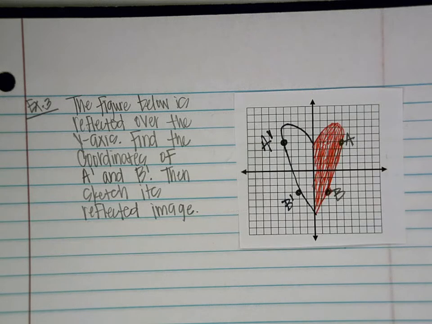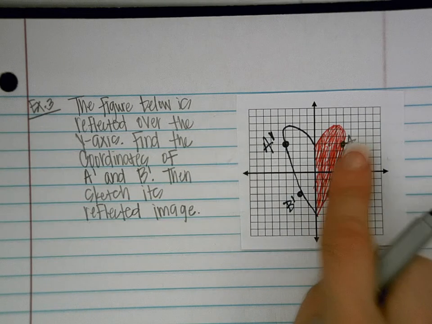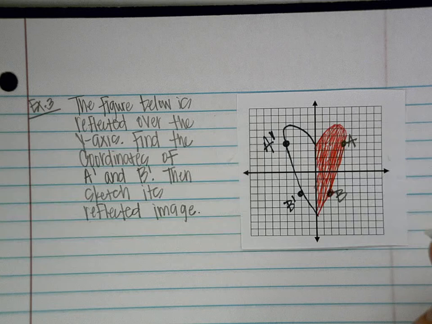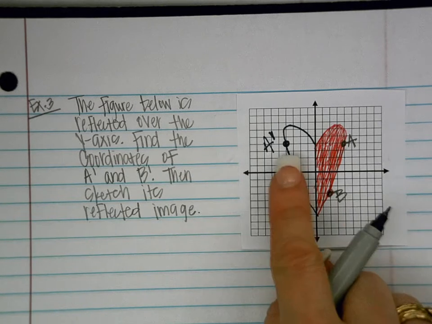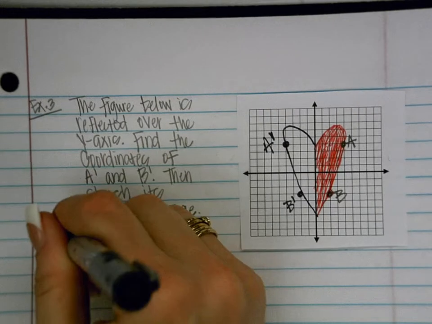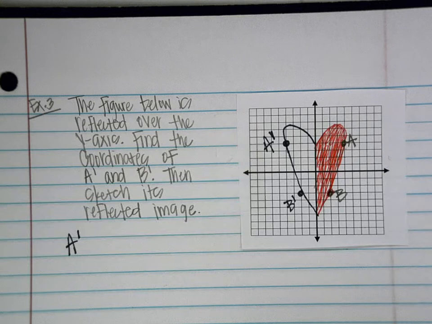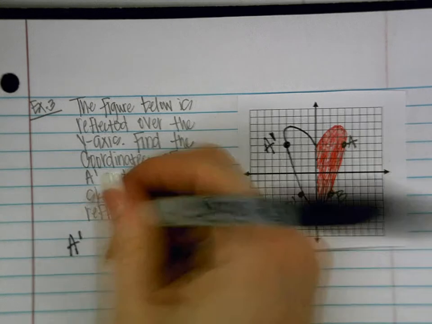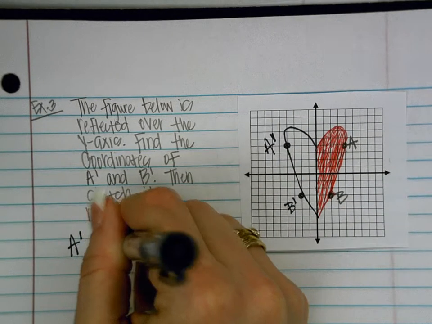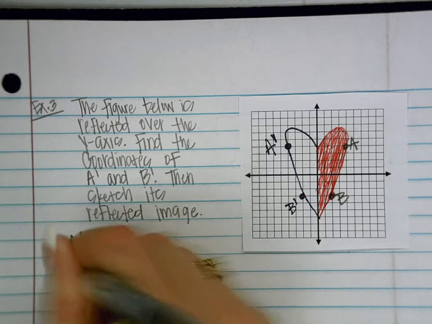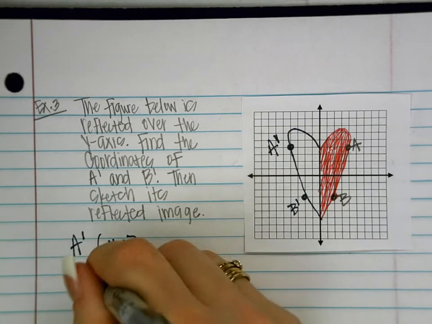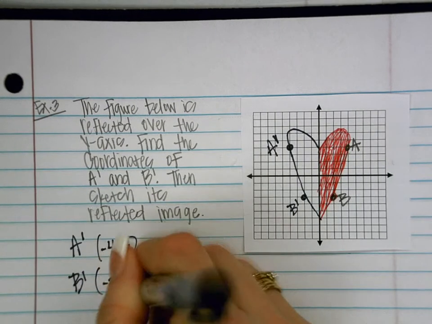This one is 4, 4. So for this one, I want you to label these. So A prime is what? Negative 4, up 4. And B prime is what? Negative 2, negative 3.